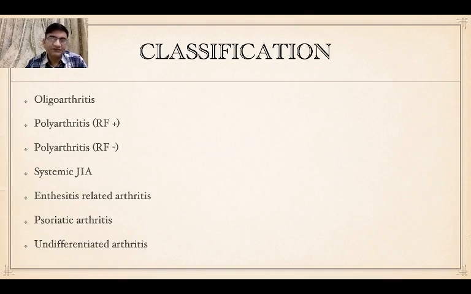If a patient fits into more than one category or does not fit into any of these categories, it is labeled as undifferentiated arthritis. So making it simple: oligo, poly of two types, systemic, enthesitis related, psoriatic, and undifferentiated.